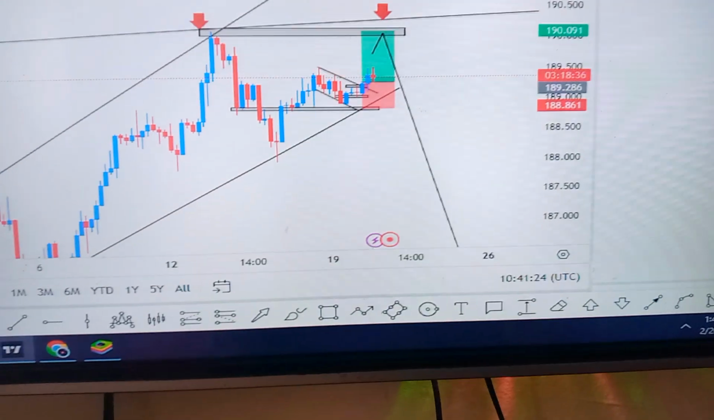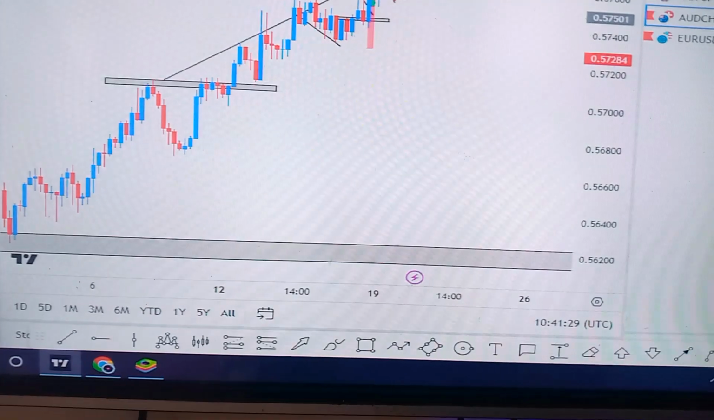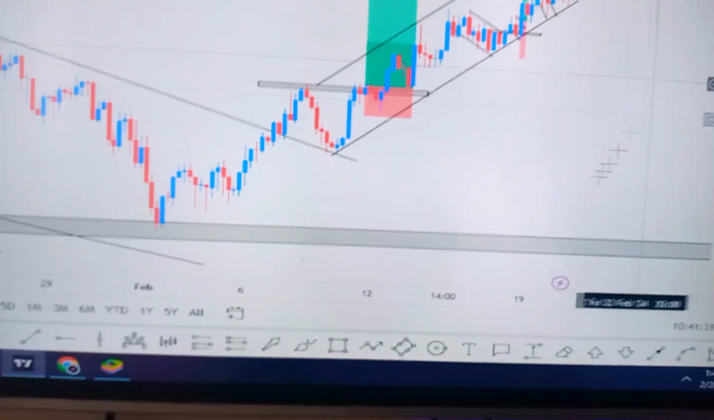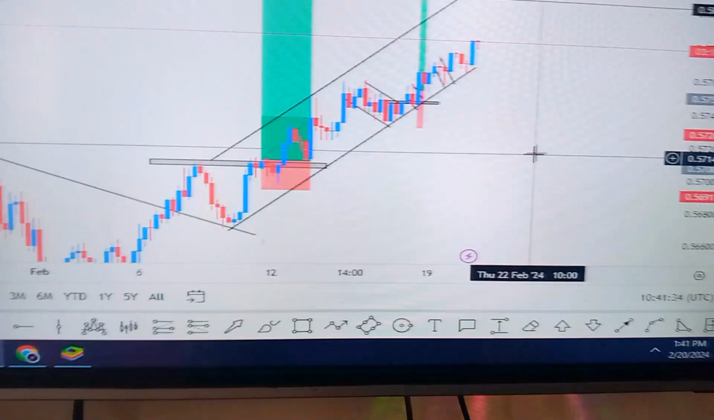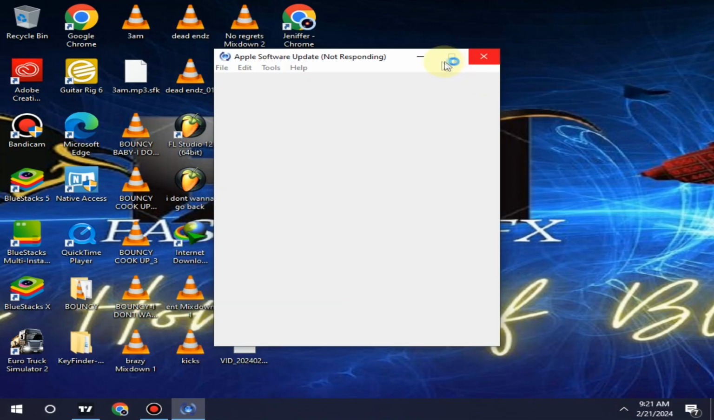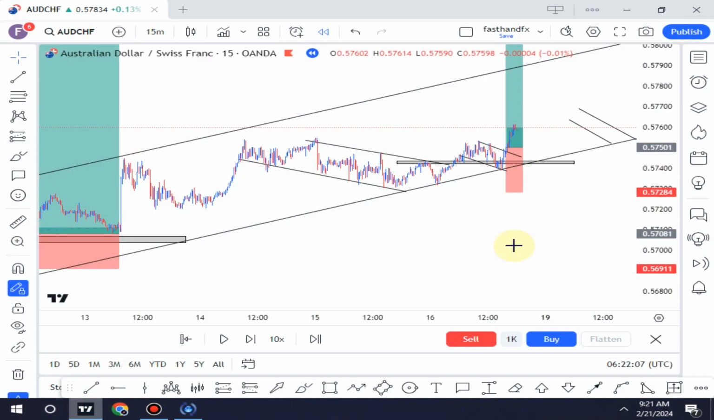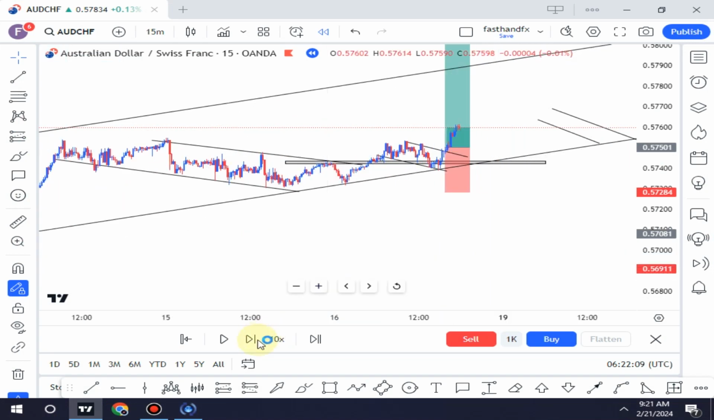GBP. Okay, not bad. How's the CHF? Still playing out nicely though. Yes, so let me just show you my Telegram, just to show you that I made these entries. Okay, so as that opens, let me see what the market did.